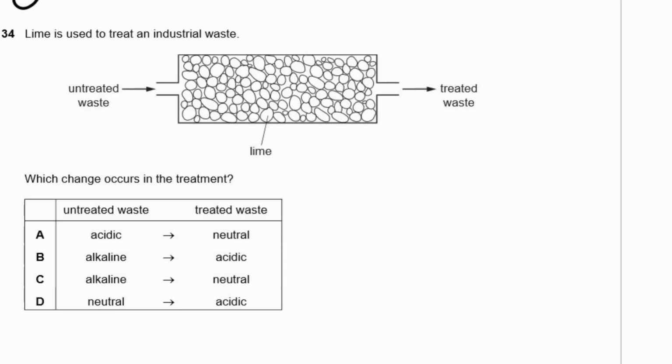Question 34. Lime is used to treat an industrial waste. Okay, so the untreated waste goes on one side. We have the lime inside this container, and then the treated waste comes out the other side after the reaction happens. Which change occurs in the treatment? So does it start off as acidic, alkaline, or neutral? Okay, lime is added to things like farmers' fields or industrial waste to neutralize an acid. So it starts off acidic and ends off neutral. You don't want it alkaline because that would then need to be treated to make it neutral. So the answer is A.